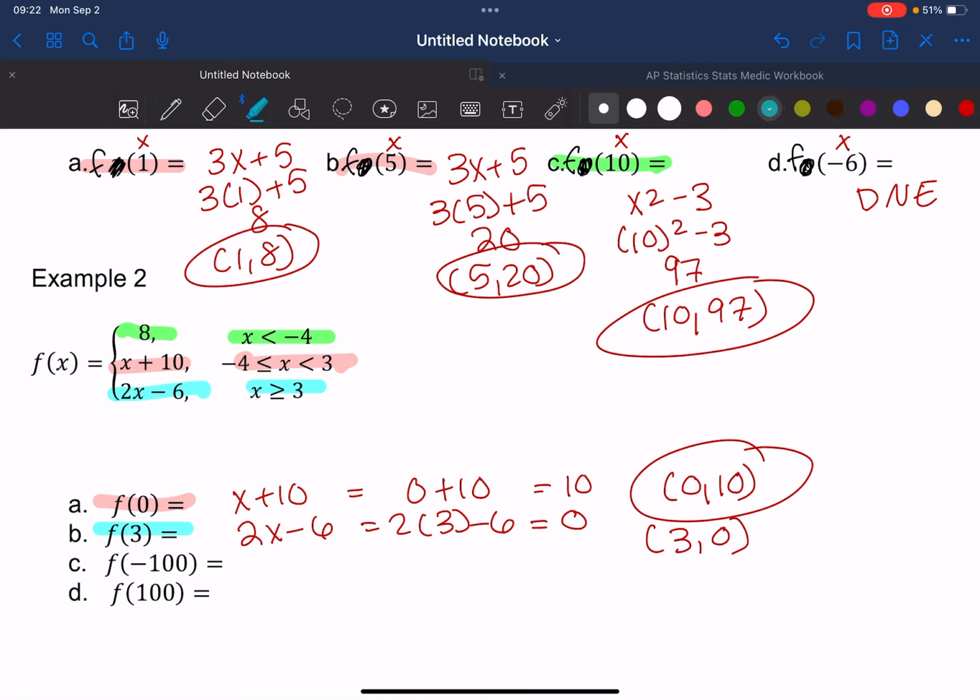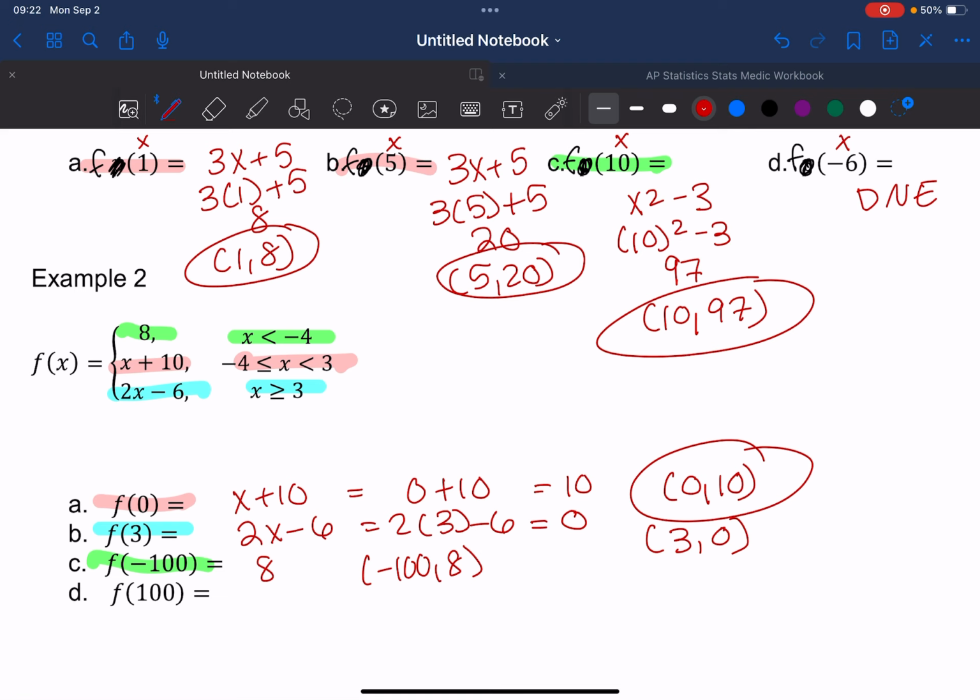Now I'm looking at negative 100. Negative 100 is not greater than 3. It's not between negative 4 and 3, but it is less than negative 4. So notice, since this is a constant function, that green expression, we have nothing to plug in. So no matter what value of x that is less than negative 4, the answer is always 8. So I just write 8. But if I was writing the point, it would be negative 100, comma 8.